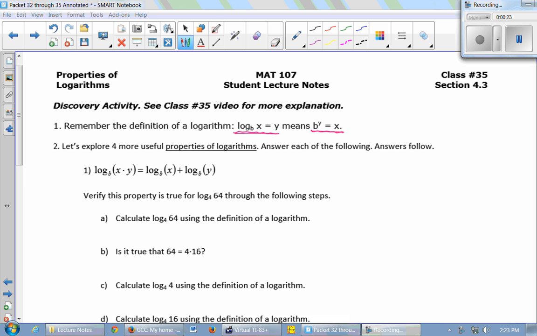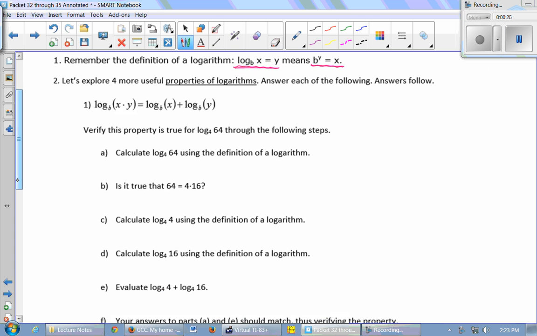Okay, so here we are. Our first property of logarithms is that the log base b of a product x times y is equal to log base b of x plus log base b of y. So we're going to verify that this property is true for log base 4 of 64. So I want to calculate log base 4 of 64 using the definition of a logarithm.